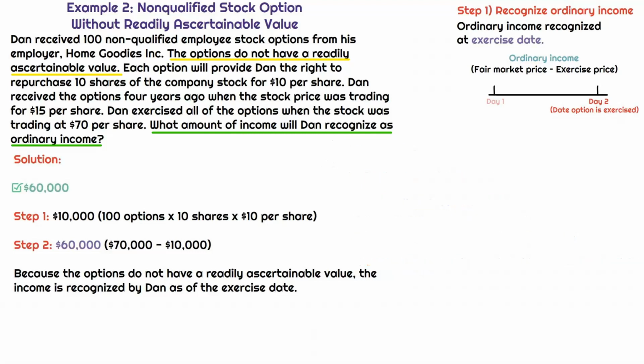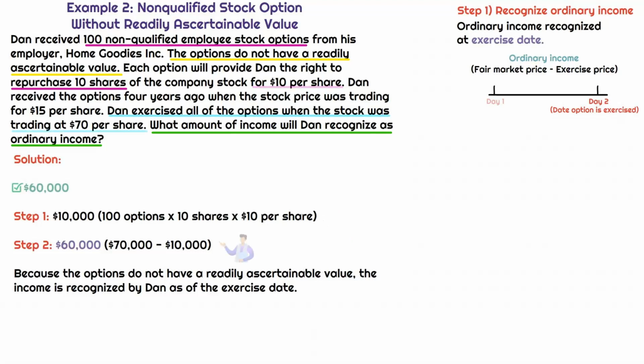Okay, so Dan is going to exercise these options, meaning he's going to buy them at the $10 per share price. So we've got 100 options that are going to be exercised and converted into 10 shares each, which will be purchased at the $10 per share price. Okay, so it's going to be $10,000. This is the cost to exercise these options.